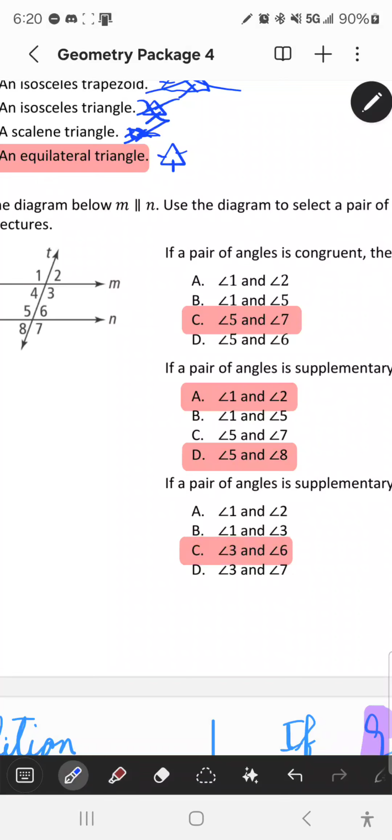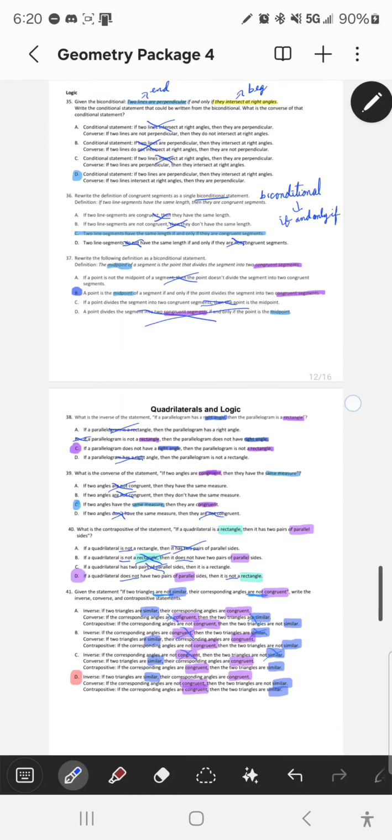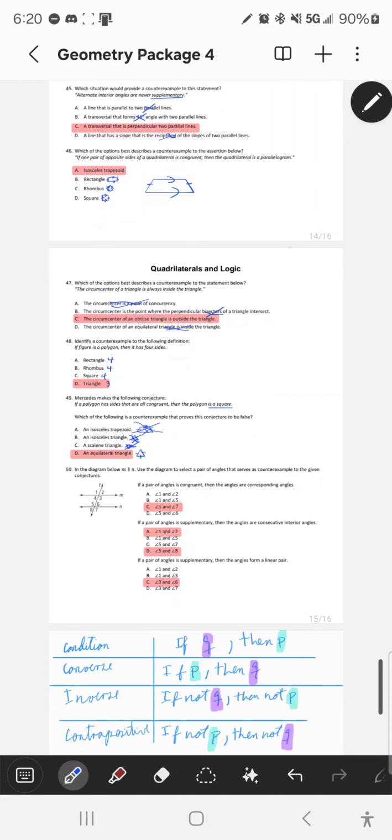And then 3 and 7, they are corresponding angles. They are equal to each other. They are not even supplementary. So yeah, that's basically the answers. Now I'll open the next notes, package number 5, and we will continue with a new topic.